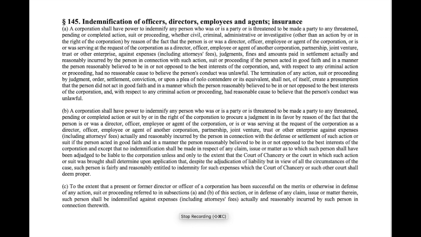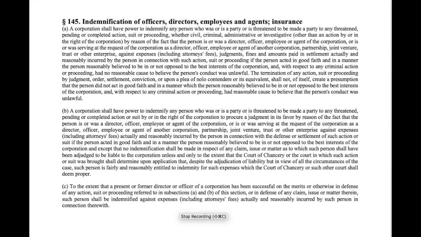Finally, under subsection A, we're told that with respect to any criminal action or proceeding, you cannot have reasonable cause to believe that your conduct was unlawful. Okay, so under subsection A, you can in fact be reimbursed by the corporation even if you lose the case. But if it's a criminal case and you had reason to believe that you were engaged in unlawful conduct, then you cannot be indemnified by the corporation.